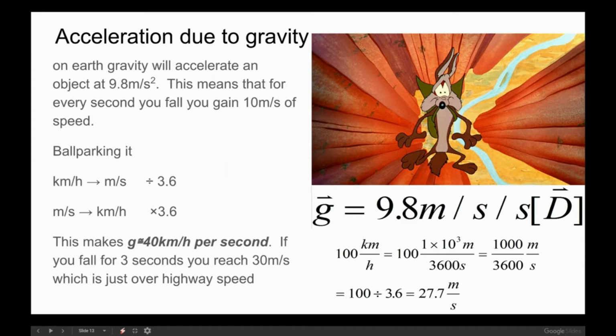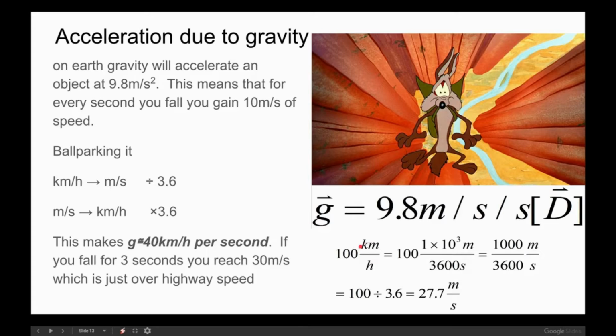Now, where can we start getting some power here? The acceleration when you fall is 9.8 meters per second squared. This means for every second you fall, you gain roughly 10 meters per second of speed. You ever heard people estimating things, going, you're in the ballpark? I like to call it ballparking.